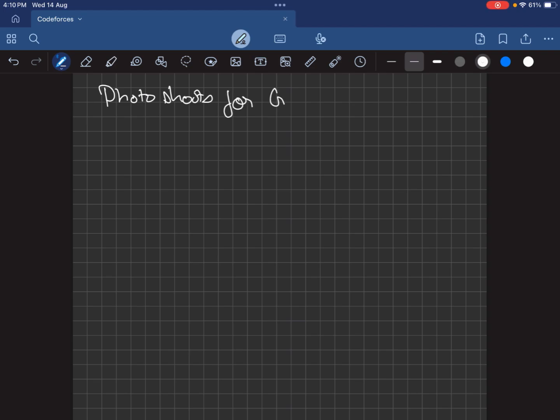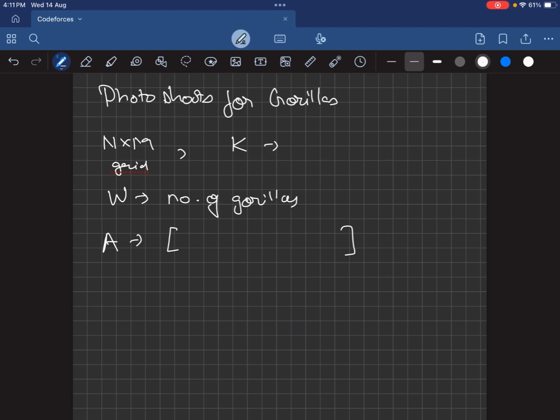Okay, photo shoot for gorillas. In this question, we are given an n cross m grid, an integer k, w the number of gorillas, and an integer array which is the height of gorillas. Okay, so we are given this in the question.